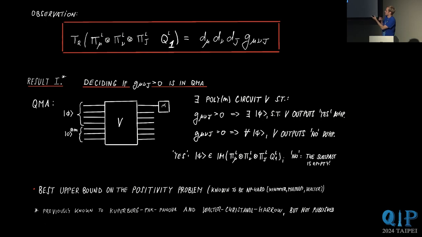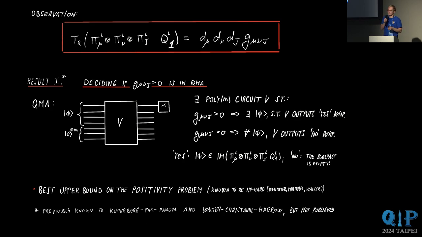I would say, and it turns out that this is actually the best upper bound on the positivity problem of the Kronecker coefficients. There is a corresponding lower bound. This problem was shown to be NP-hard by Christandl, Mulmuley, and Walter.